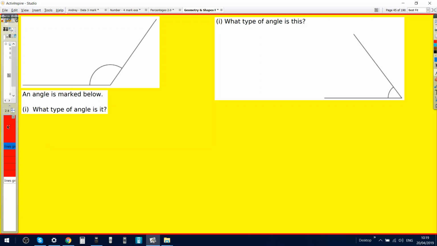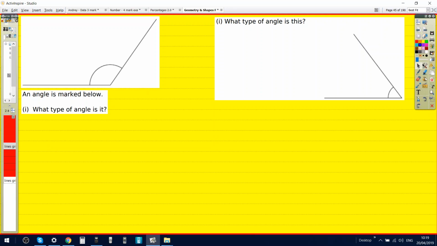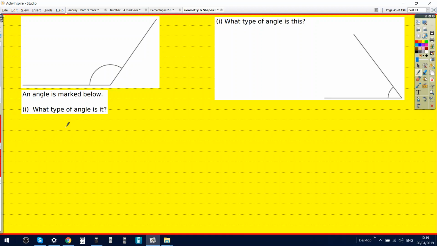Okay, these two. What type of angle is it? Is that an obtuse angle? Yeah. One on the right: acute.